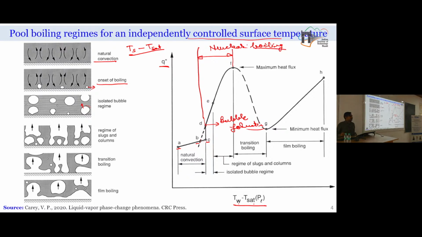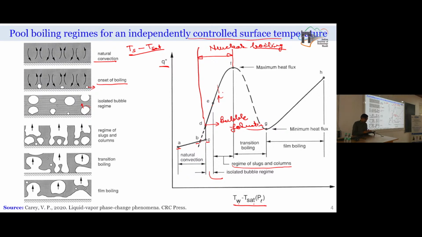Now, this nucleate boiling regime can be divided into two parts. One is the isolated bubble regime and second is the regime of slugs and columns. In the isolated bubble regime, the number of bubbles forming on the heater surface is small, and once their buoyancy forces are sufficient, they will leave the surface and some new bubbles will form at the surface. But slowly we will find that if we go towards the higher temperature difference, then more nucleation sites will be activating on the surface, and we will have formation of a large number of bubbles.